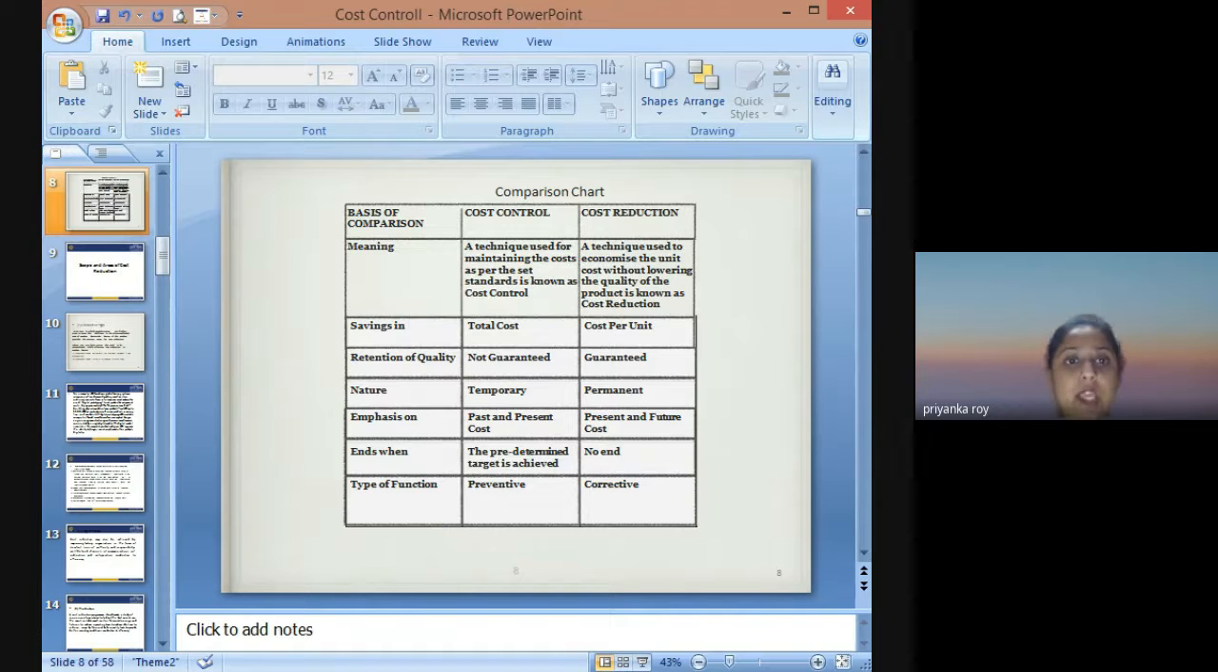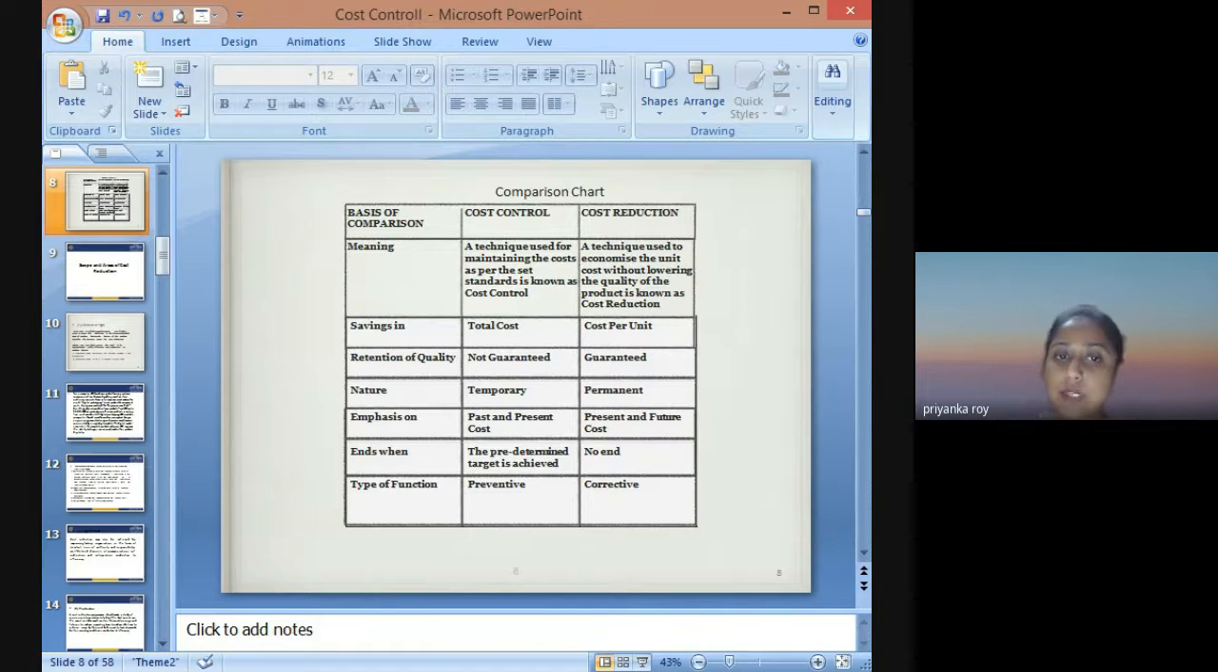All right. And then in saving, cost control saves total cost, and cost reduction is per unit saving, how much per unit you are saving or reducing. Retention of quality: there is no guarantee of quality maintenance in cost control, but in cost reduction there is a guarantee of the quality of the product.